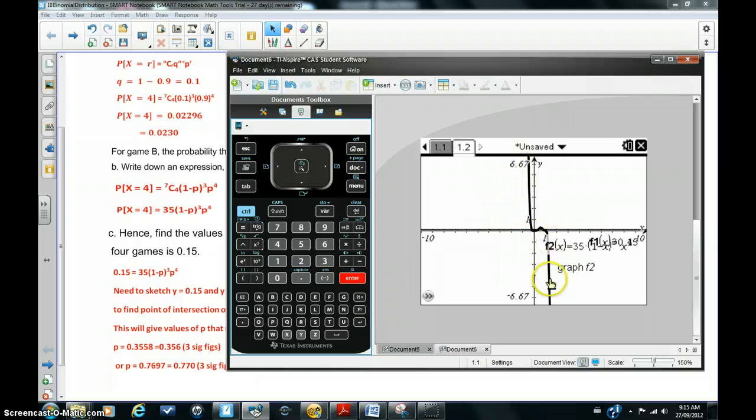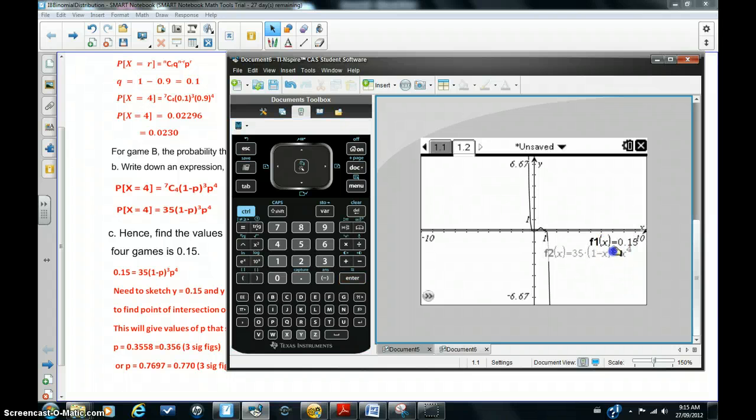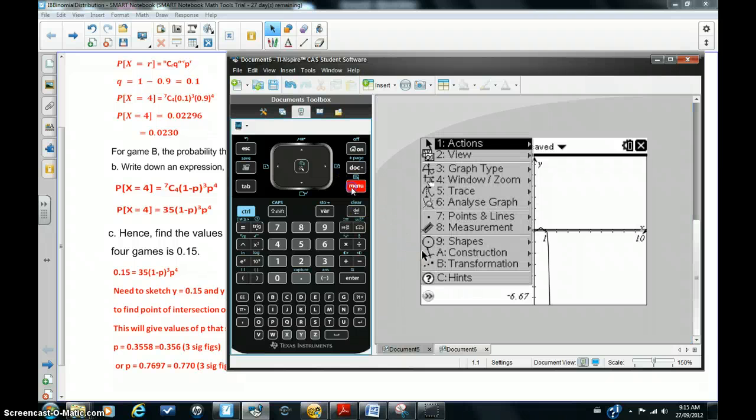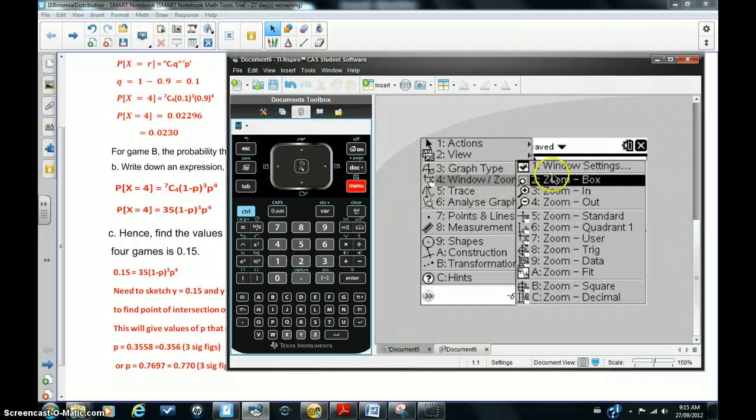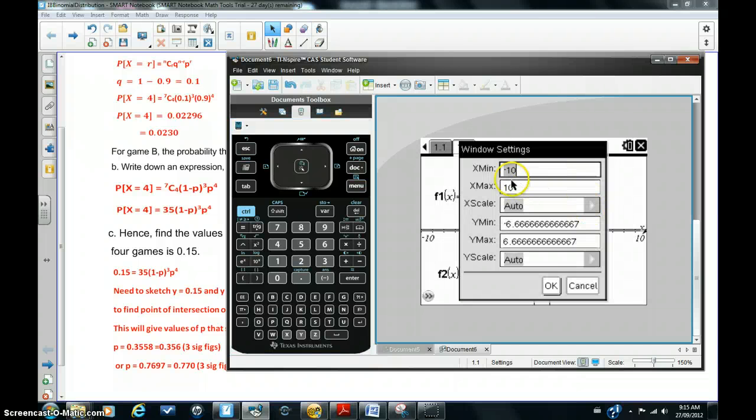Well, I can see the graph, but it's a bit difficult to see where the graphs intersect. So I'm going to adjust the scale a bit on this. Also, I might just move this around a bit because it's going to get in the way. So we need to find the values of x where these two graphs meet, and so you need to adjust the scale because it's not very clear. So I'm going to go to menu, hit window zoom and go to Window settings and adjust some of these values.